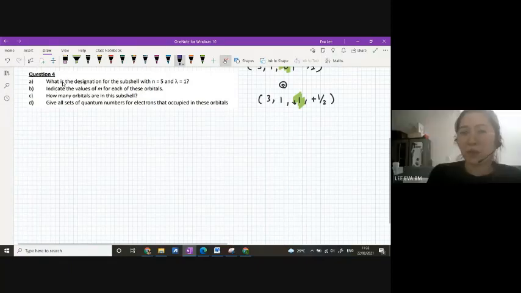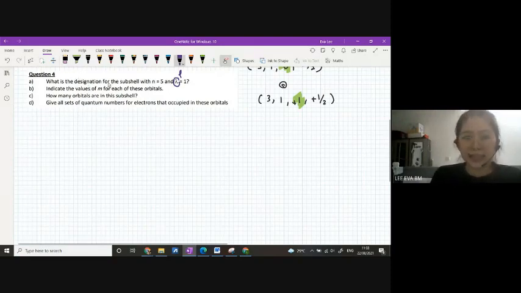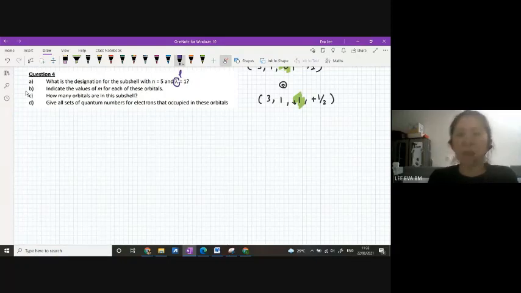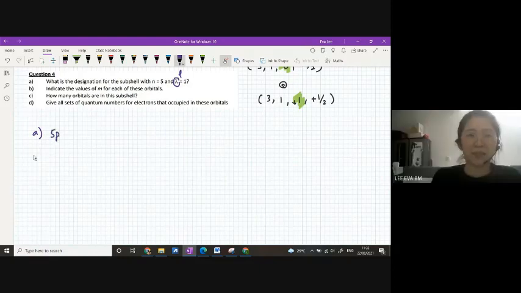So for question number 4, there is 4 questions altogether. For part A, what is the destination for the subshell with N5 and the lambda? Why become lambda already? This one is L, eh? Okay, L equals to 1. This destination, this one is the name of your subshell. So like what you done for 5S, 5P, 5D, nama dia. So untuk A dia adalah apa? 5P. Okay.